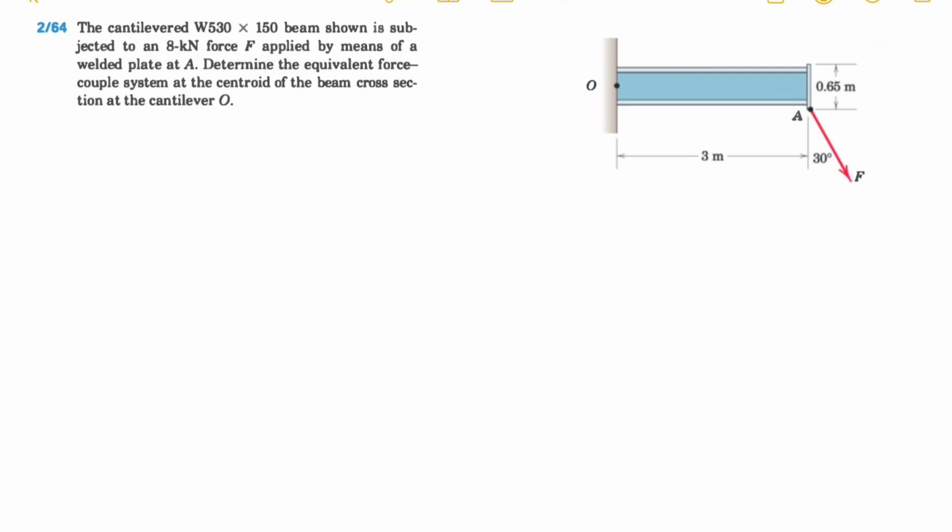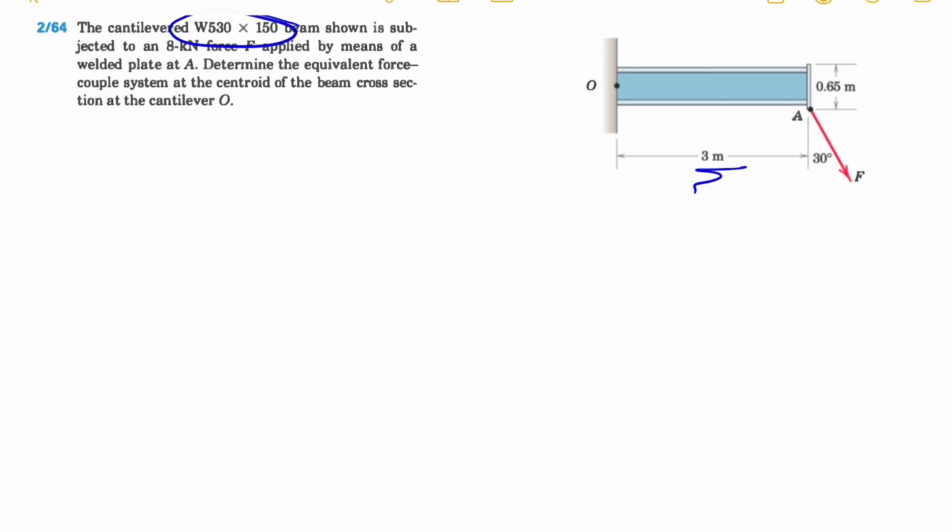We have question 64 from the second chapter of the Meriam textbook, and we have this cantilever beam shown, with the name W530 by 150, which is a type of beam. We don't need to get confused by these numbers because that doesn't say anything about the dimensions of this beam. We have all the dimensions in the question, so no confusion about that.